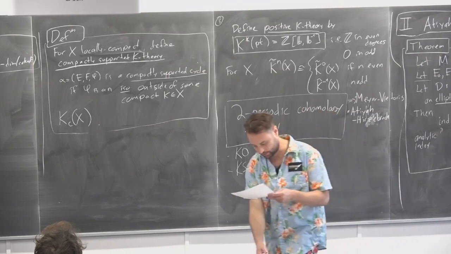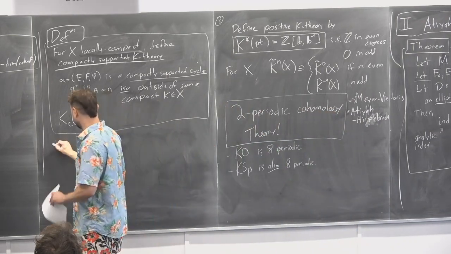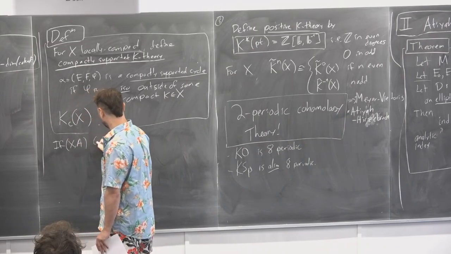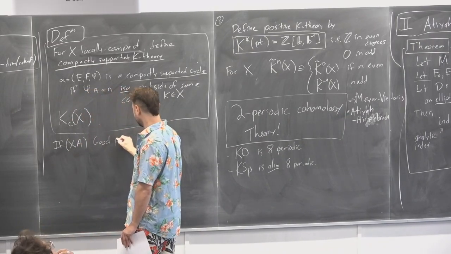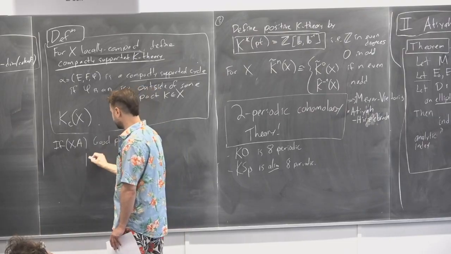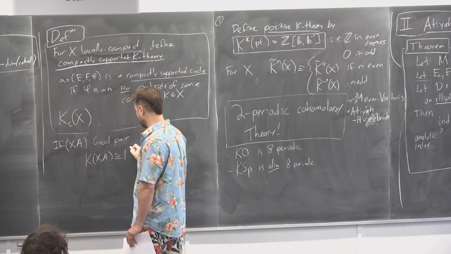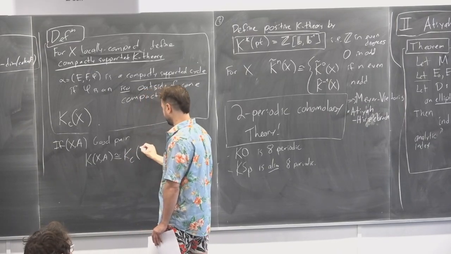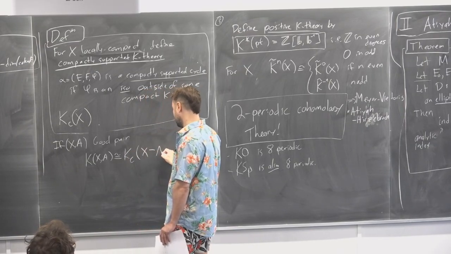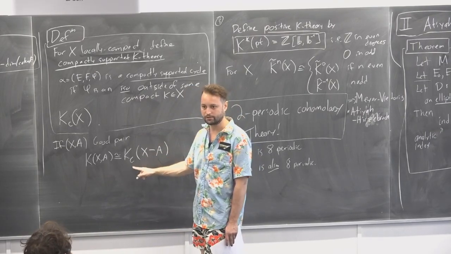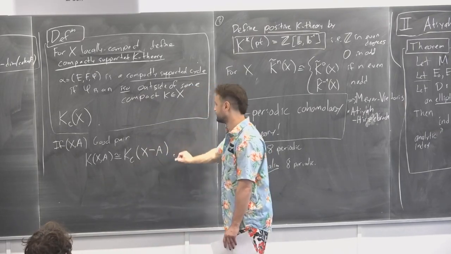One thing that is true, though, is if (X, A) is a good pair, this is kind of interesting, then the relative K-theory of (X, A) is in agreement with the compactly supported K-theory of X minus A. So this difference does make sense. A doesn't have to be closed because we're taking compactly supported. So this is a useful result.